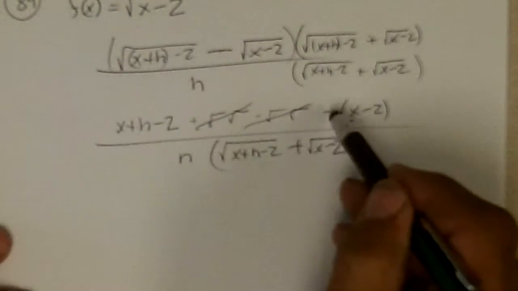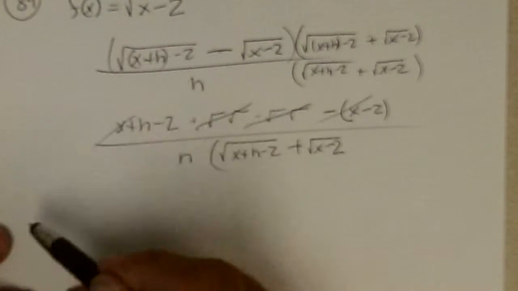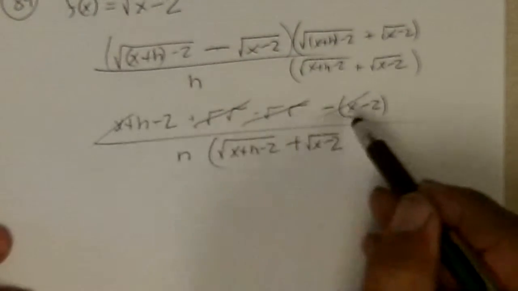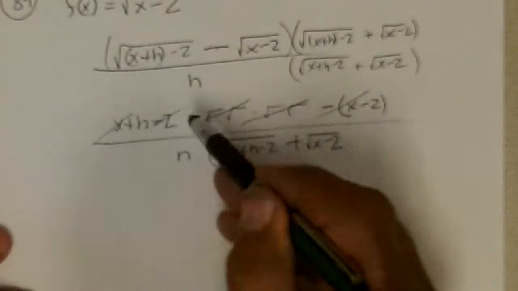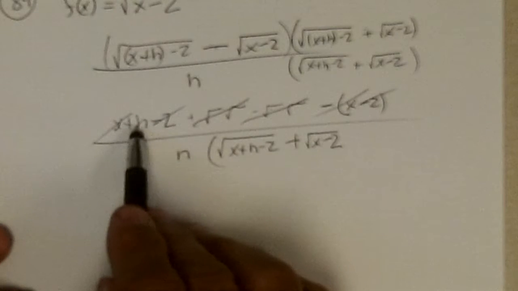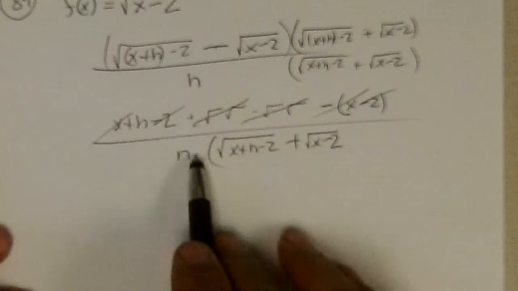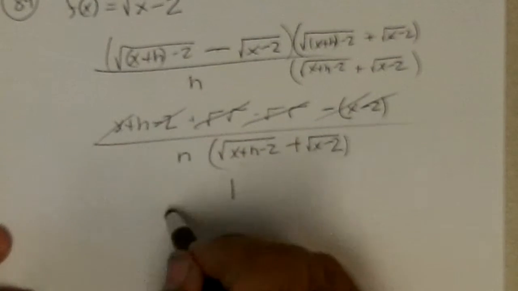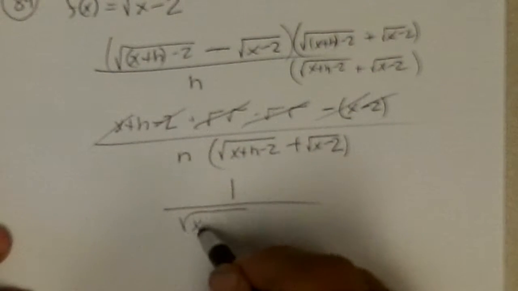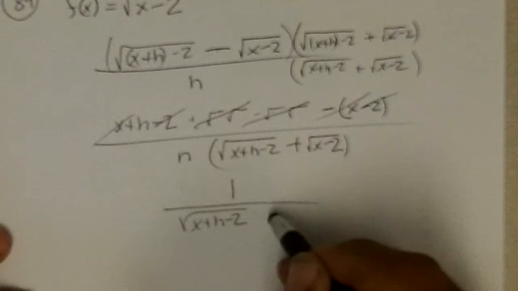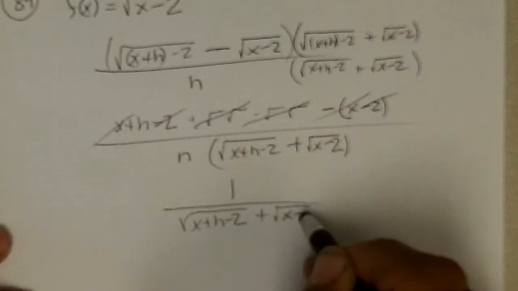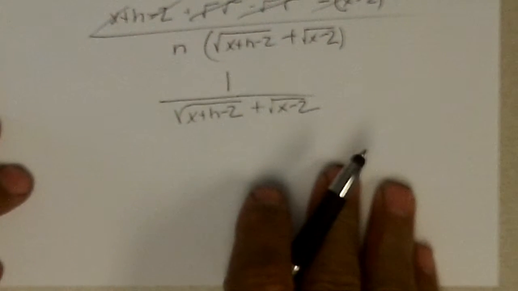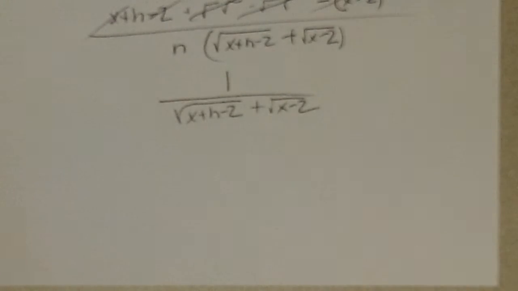We have x minus x cancels. We have minus 2 minus a minus 2 cancels. And so I'm left with h over h times this. And so the h's will cancel, and I'll have 1 over the square root of x plus h minus 2 plus square root of x minus 2. And that's 89.